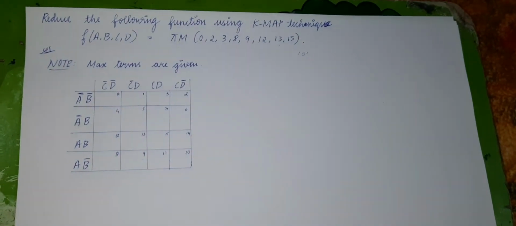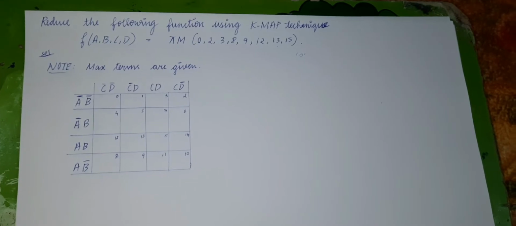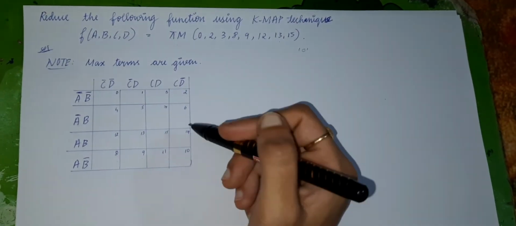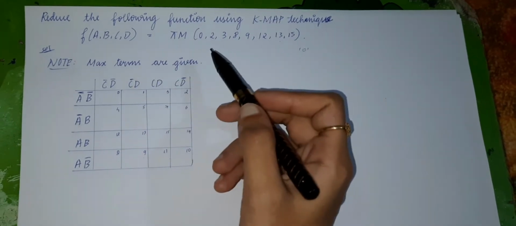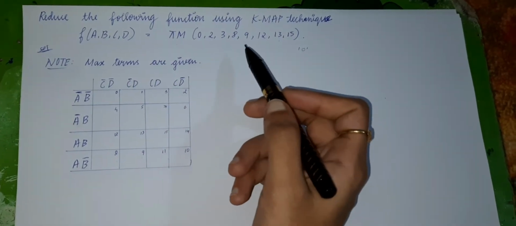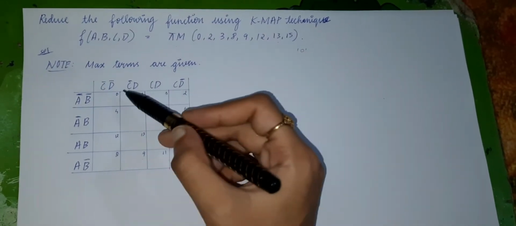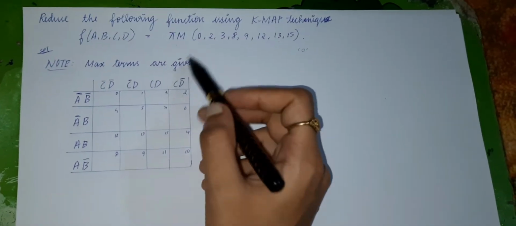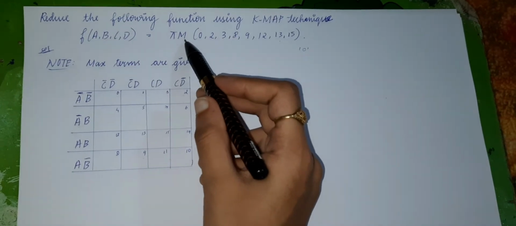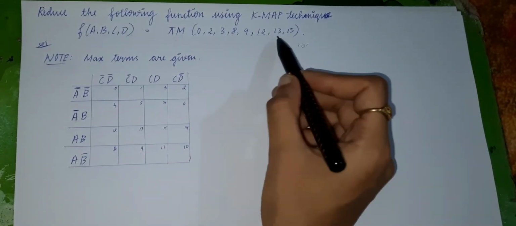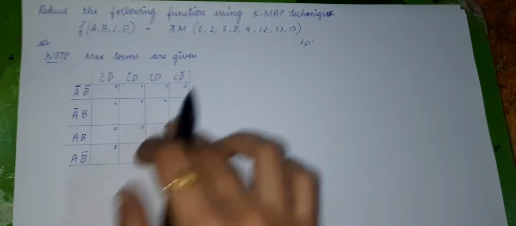Now let us see how to solve the problems of K-map. So here the question given is, reduce the following function using K-map technique. F of ABCD is equal to pi m 0, 2, 3, 8, 9, 12, 13, 15. Note that here the maxterms are given. So when maxterms are given in the question, you must represent these numbers as zeros in the K-map.